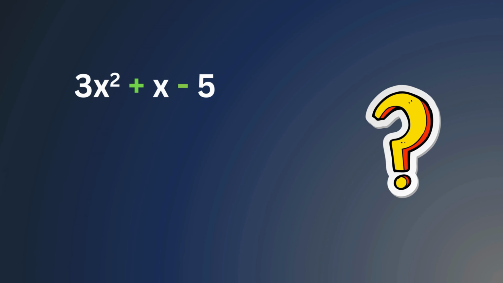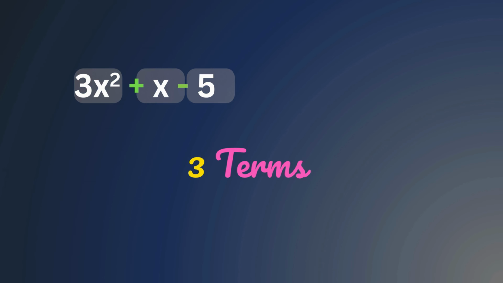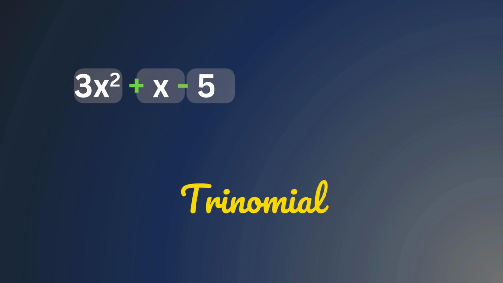Let's look at a polynomial. Here's a typical example of a polynomial, 3x squared plus x minus 5. Let's break it down. The first term is 3x squared, which means 3 multiplied by x squared. The second term is plus x. The third term is minus 5, which is a constant term because it doesn't involve a variable. How many terms does this polynomial have? 3. If we break it down into its parts, we see that it's actually a trinomial.